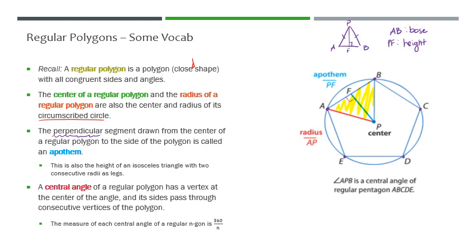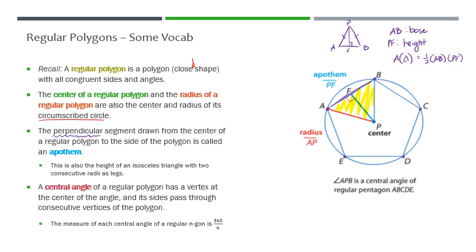So I'm thinking I could find the area of this triangle. I could say perhaps the area of this little isosceles triangle is equal to 1/2 times base times height, 1/2 times the length of AB times the length of PF, or the length of the side of my pentagon times the apothem. Okay, I wonder how many of those isosceles triangles we could potentially fit in. You might be seeing where we'll come up with our formula.